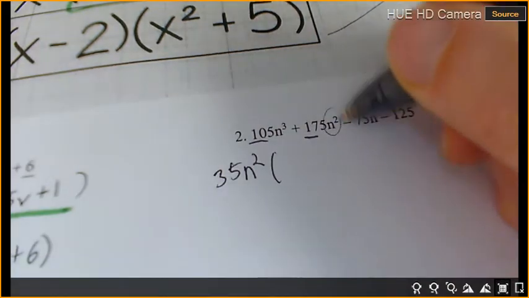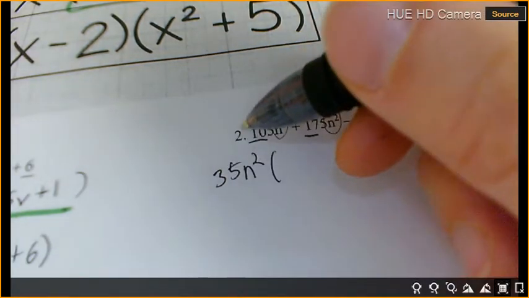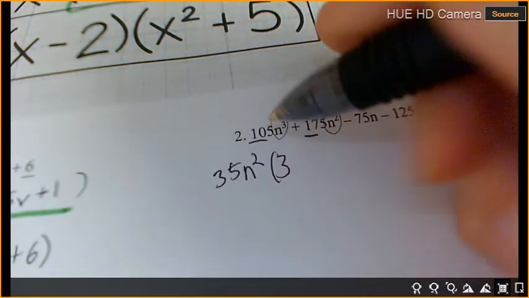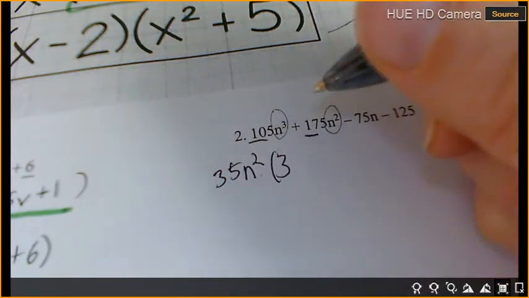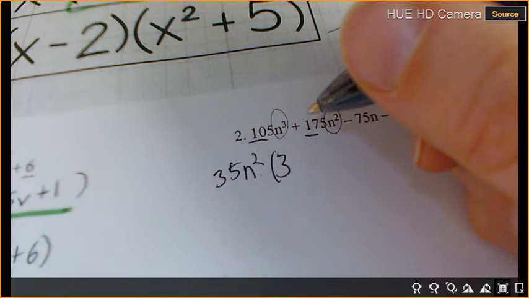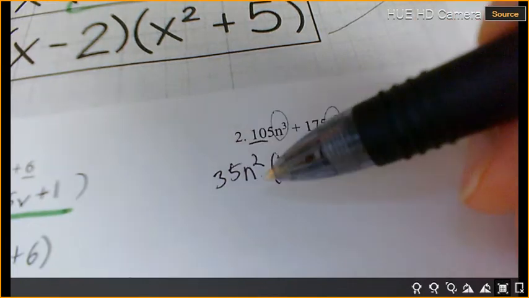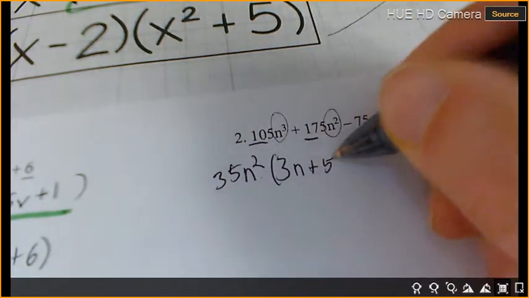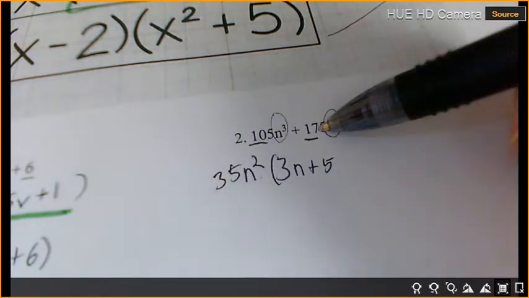See how there's 1? We've done this the 3rd time now. See how there's 3 n's and there's 2 n's? I can only pull out the same number of each, so that's why I pull out 2. That means 35 times 3 gives me 105. N squared times what gives me n to the 3rd? N, good. 35 times 5 gives me 175. 35n squared times 5 gives me 175n squared.